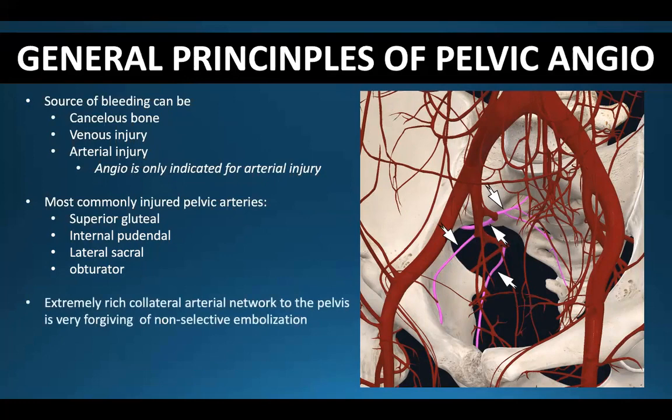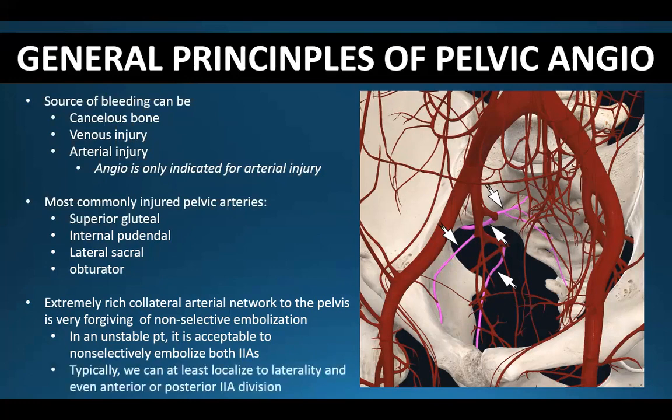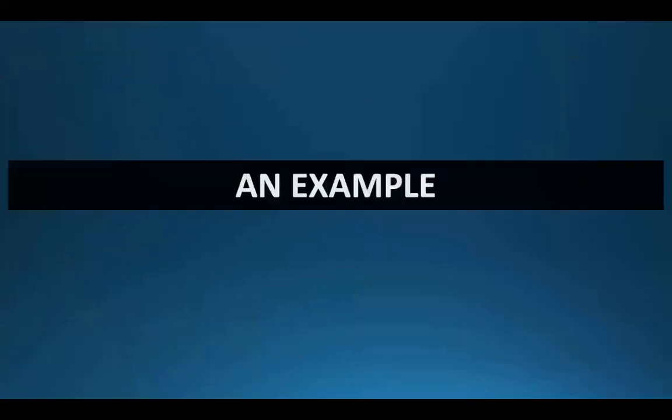There's an extremely rich collateral arterial network to the pelvis, which makes it very forgiving of non-selective embolization. In the unstable patient, it's totally acceptable and safe to non-selectively embolize both internal iliac arteries. Typically, we can at least localize laterality to the side of fracture or the side of the large hematoma, and even potentially to the anterior or posterior division of the internal iliac artery.